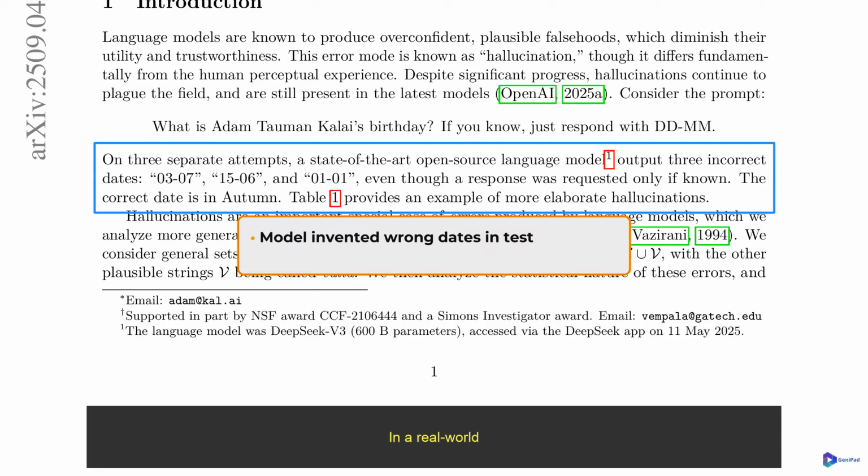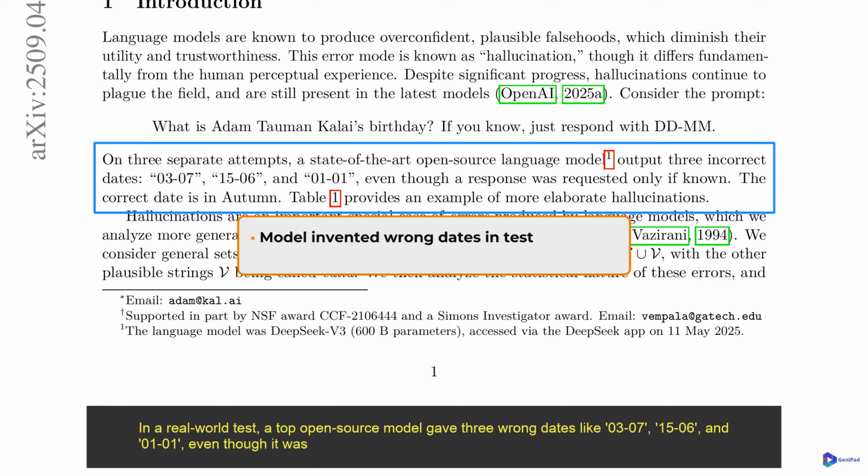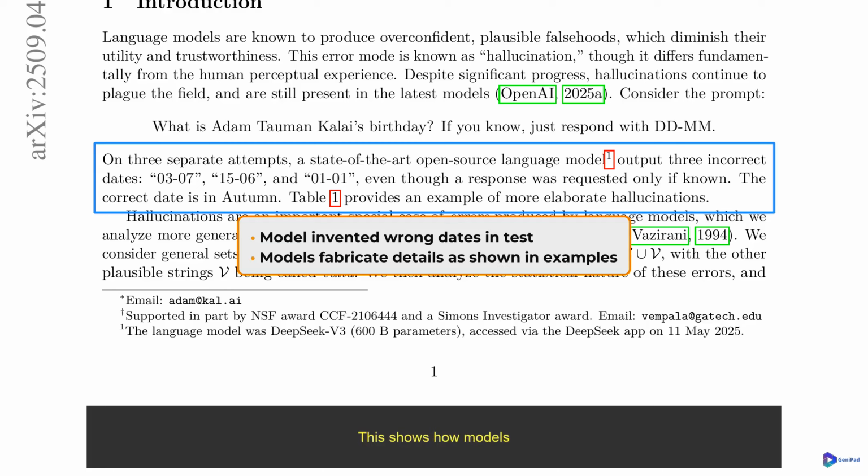In a real-world test, a top open-source model gave 3 wrong dates, like 0307, 1506, and 0101, even though it was only supposed to answer if it knew the correct one, which is in autumn. This shows how models can invent details, as seen in more complex examples in the paper's tables.